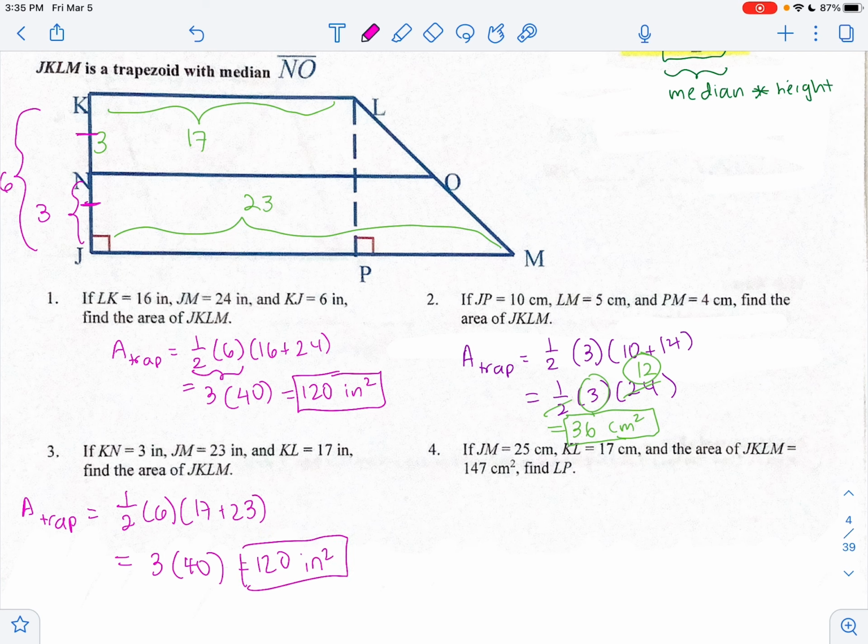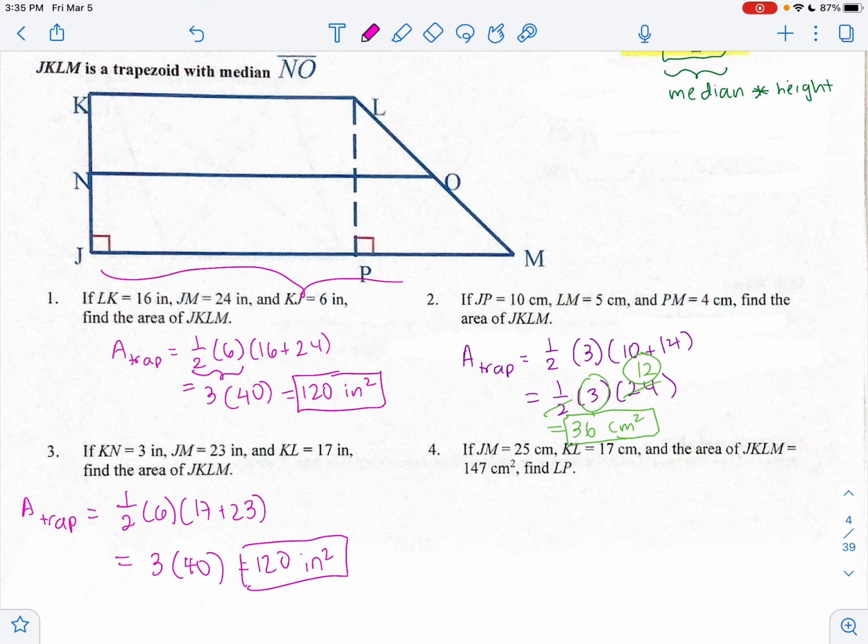And our very last example, let's see what we have here. JM is equal to 25, so the entire bottom base is 25, and KL is equal to 17. The area of JKLM is 147. So this time they give me the area of the trapezoid, and I'm asked to determine what LP is.